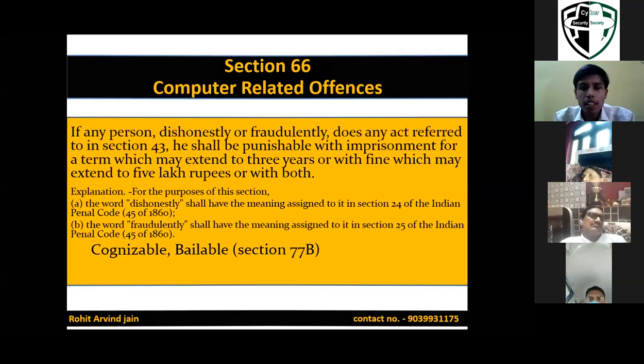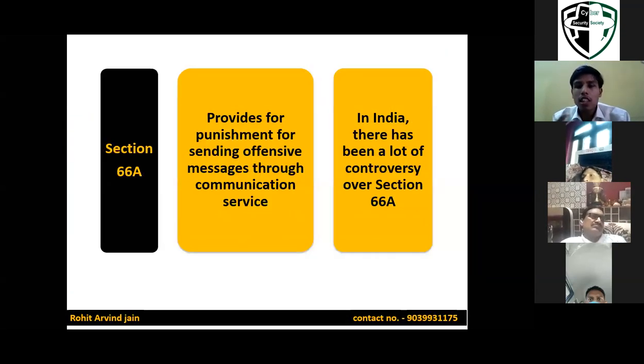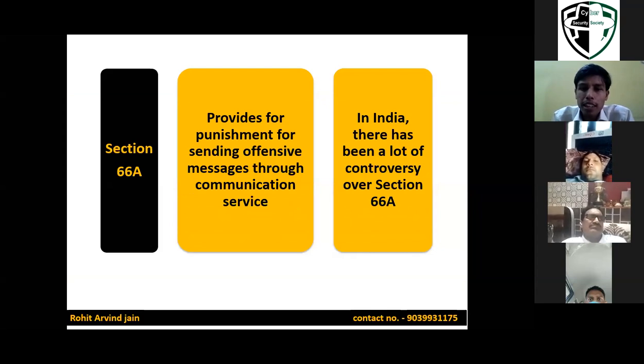The next section is section 66A. This section is the most controversial section in India, in our IT Act. This section provides for punishment for sending offensive messages through communication service. Like if someone is sending an offensive message, then section 66A applies to that particular person.